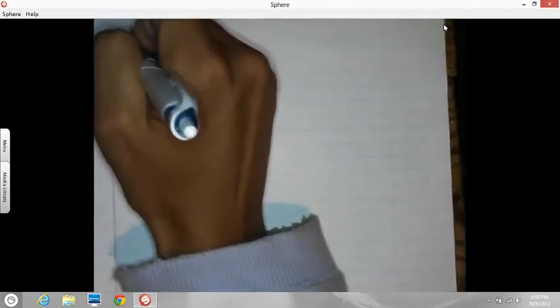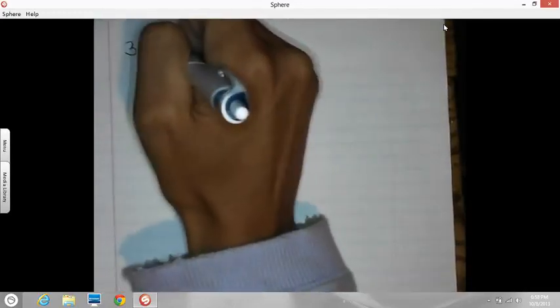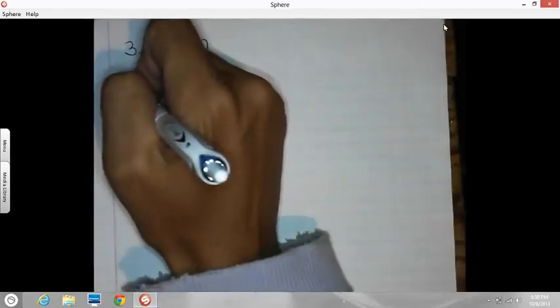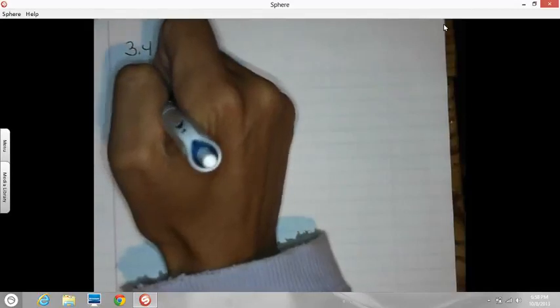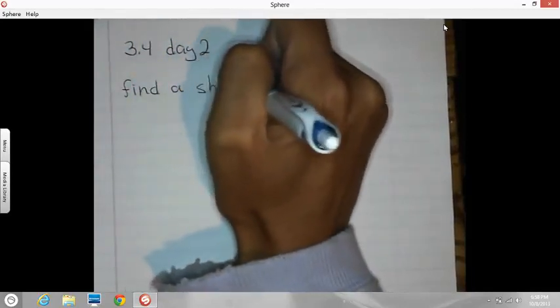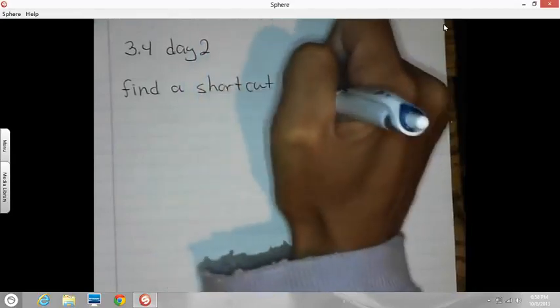We're staying in this section. We're going to spend a couple more days here, actually. 3-4, day 2. And your goal today, that work you did yesterday, all those long problems, was way, way too much work. So your goal is to look for a shortcut here. Find a shortcut to derivatives.